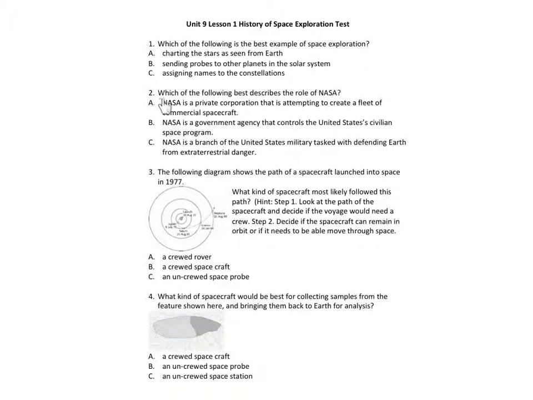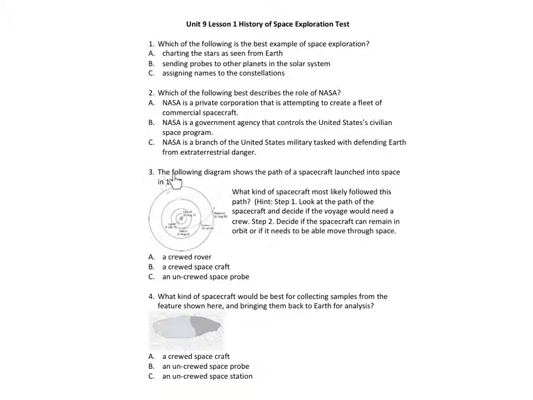Number 2. Which of the following best describes the role of NASA? A. NASA is a private corporation that is attempting to create a fleet of commercial spacecraft. B. NASA is a government agency that controls the United States civilian space program. C. NASA is a branch of the United States military tasked with defending Earth from extraterrestrial danger.